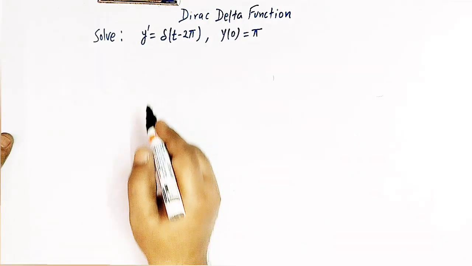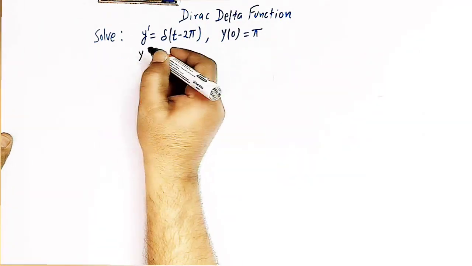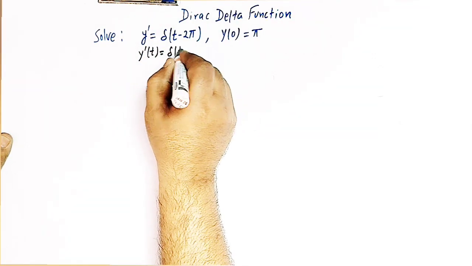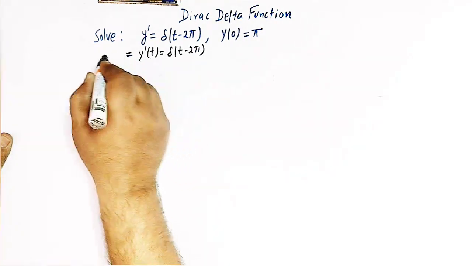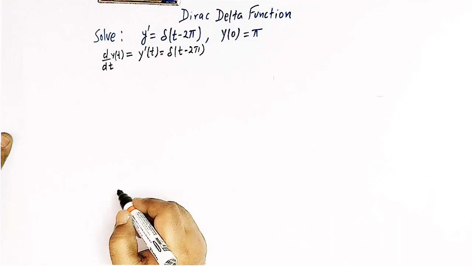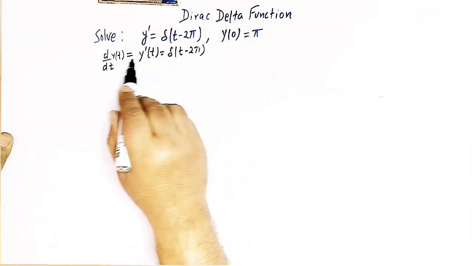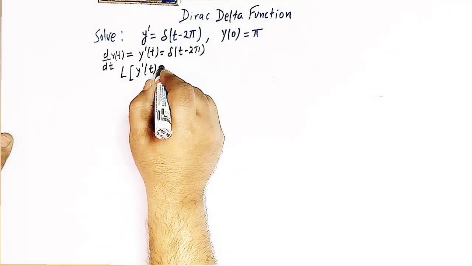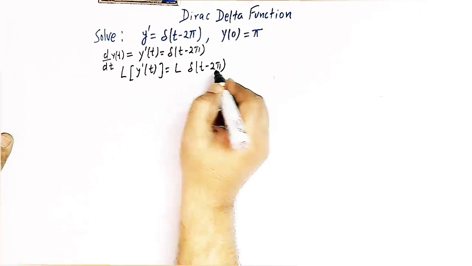So here we are given y prime is equal to delta of t minus 2 pi, which can also be written like this, right? y prime of t is equal to delta of t minus 2 pi, where y prime of t is the derivative of y(t) with respect to t. So now let us take the Laplace transform of both sides, right? So we have L of y prime of t is equal to L of delta of t minus 2 pi, right?